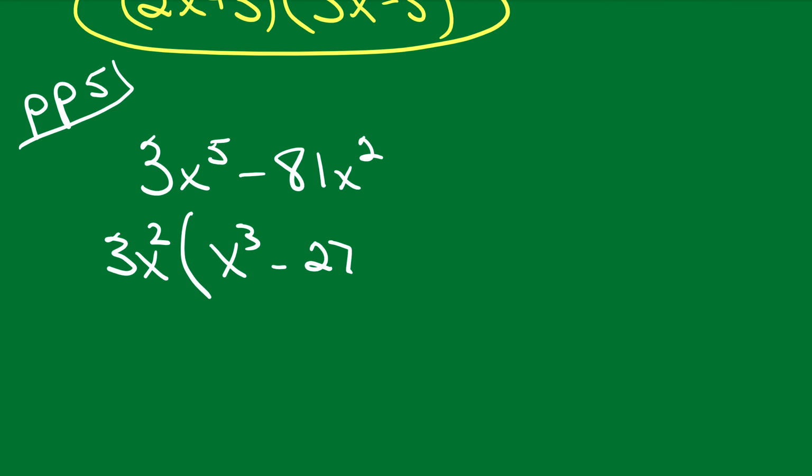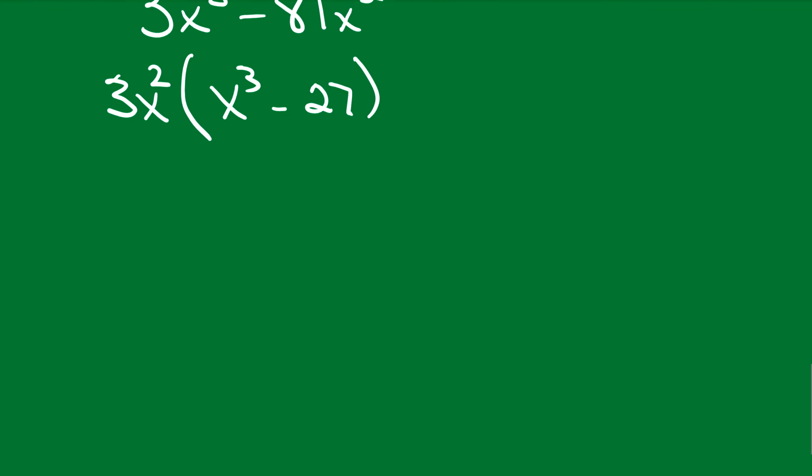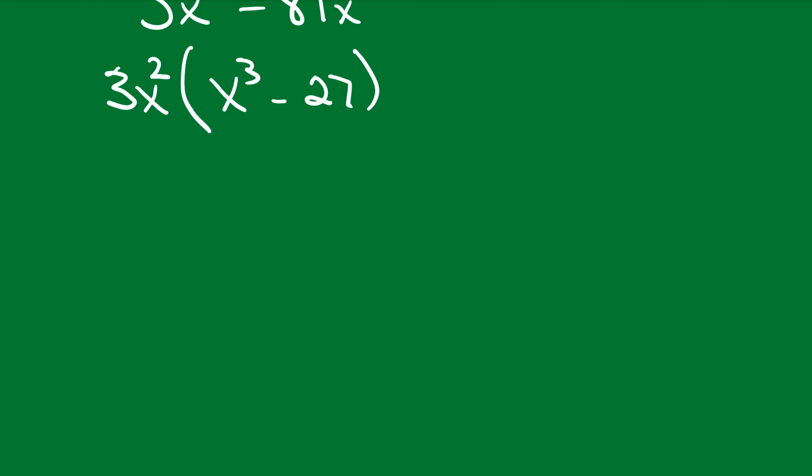27. X squared divided by x squared is 1. That's multiplied to the 27, so this is what I've got. All right, and after factoring out that 3x squared, now notice I am left with, well, it's not a difference of 2 squares, but it's a difference of 2 cubes. Right, 2 cubes.